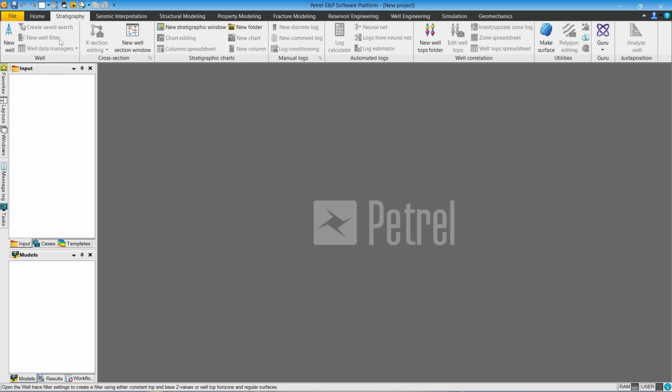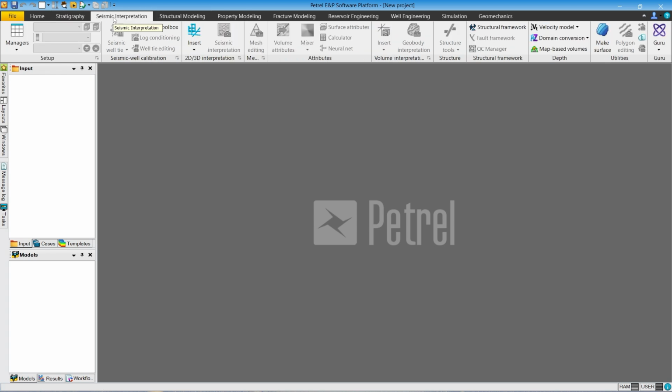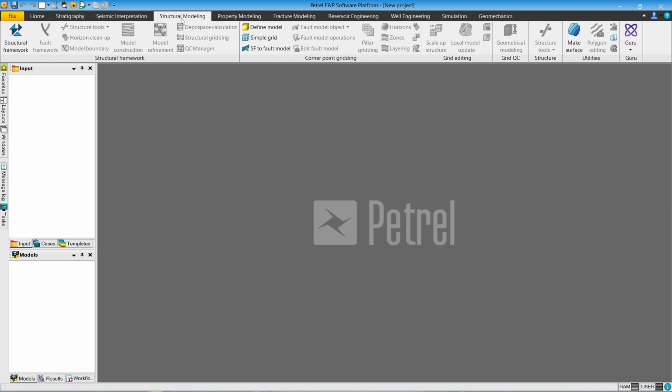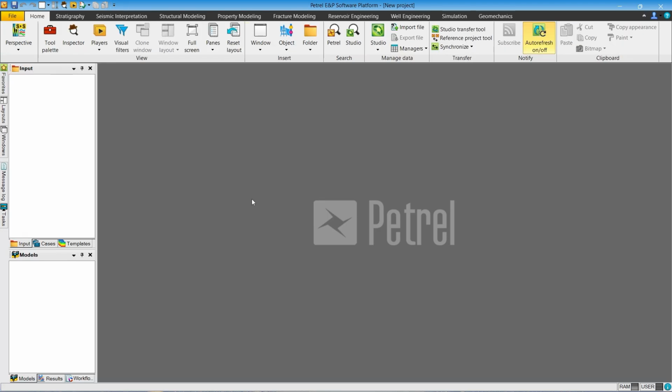When you go to the stratigraphy, we have a different set of tools. When you go to the seismic, we have a different set of tools. Structure models, we have a different set of tools. So this is the interface of Petrel. Also, where Petrel is written is where your work is done. This is your working area.